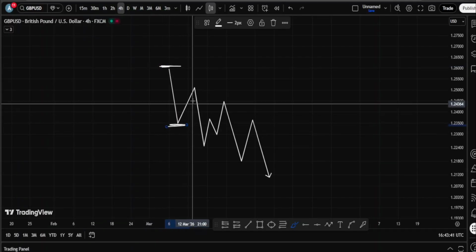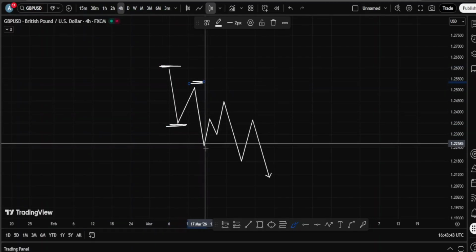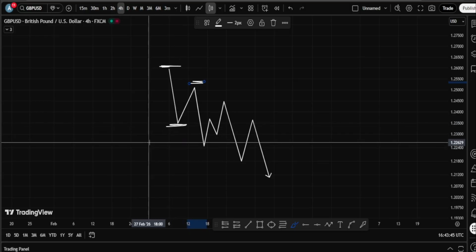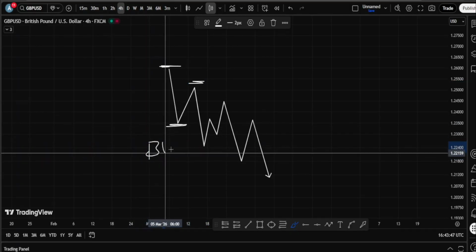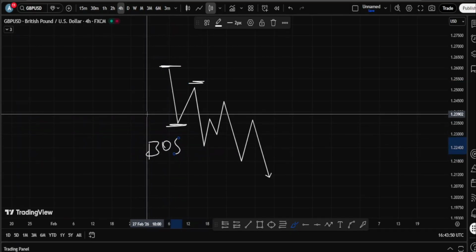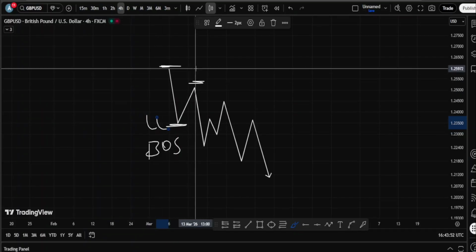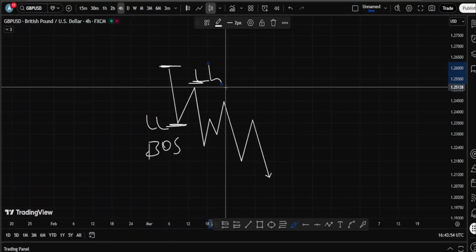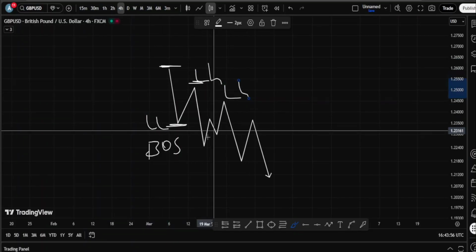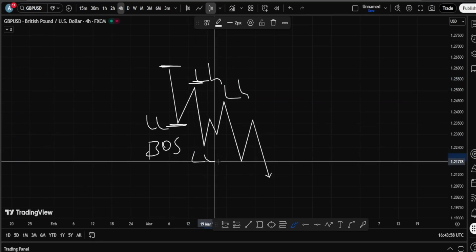We have a lower low, we have a lower high. And if price pushes down and breaks this previous low, that is a break of structure, okay? Break of structure. We have an area here to be a lower low. This area here is a lower high. We have another here to be a lower high, okay? And this is the lower low, right?